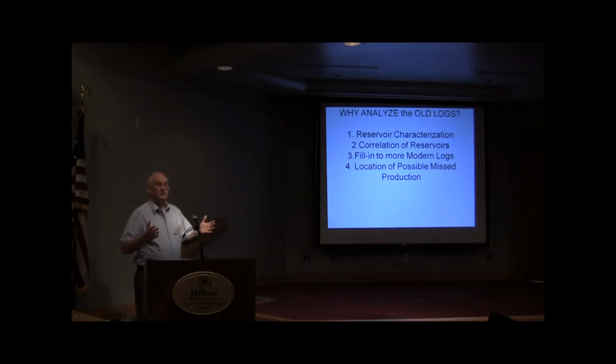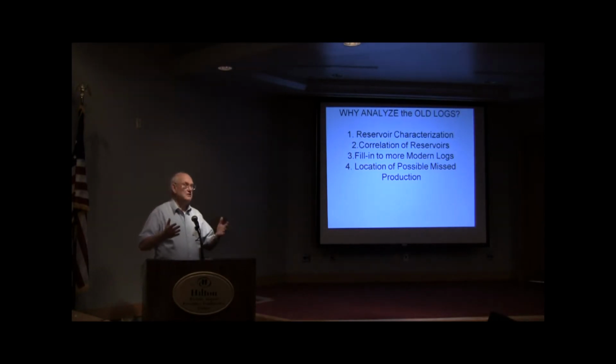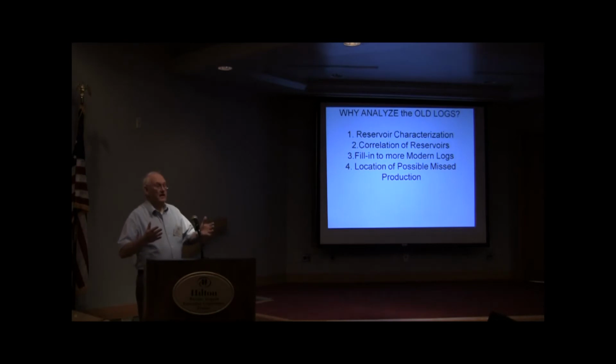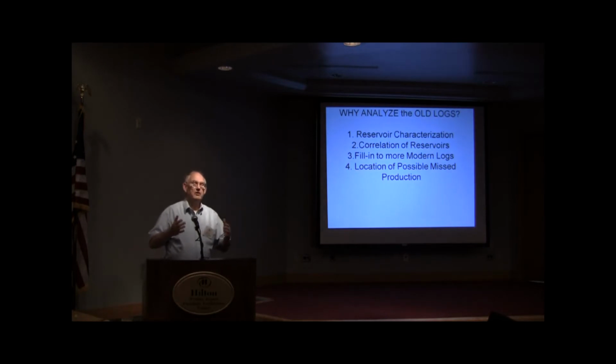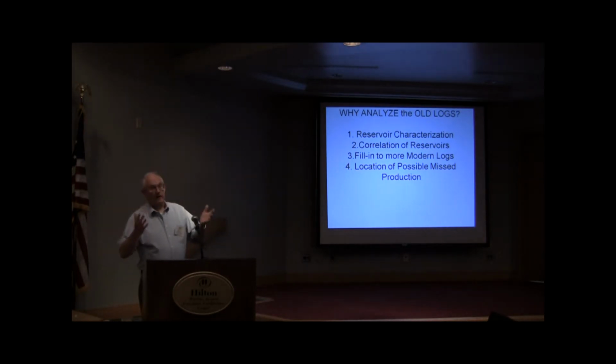You'll need to correlate the reservoirs, so you're going to have to know the gamma ray and the neutron and any of the correlatable tools. It'll be the fill-in for the more recent logs because, even if you have a lot of recent logs, you're going to have an awful lot of data. And the location of possible misproduction. I'm going to show you one great example from the Morrow, we'll say, in eastern Colorado, but using old logs. They should have known they missed production.